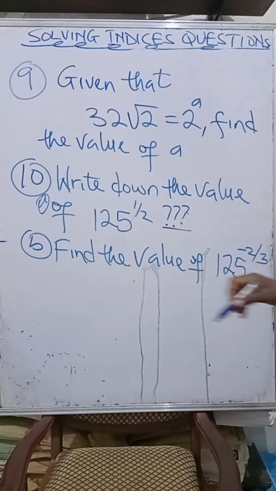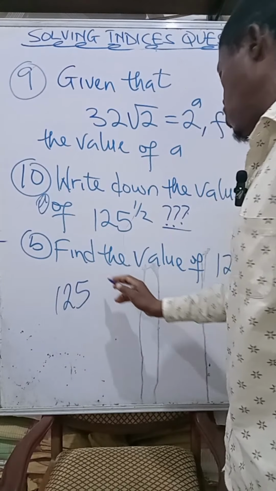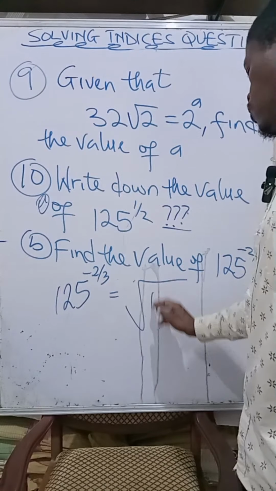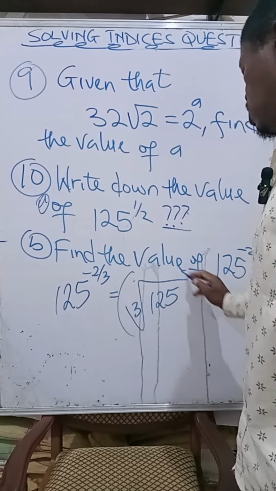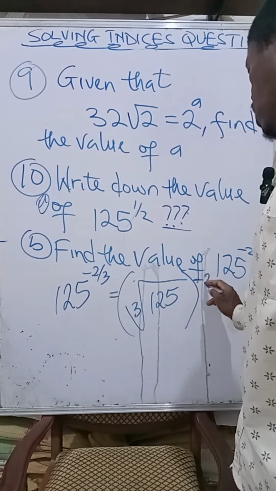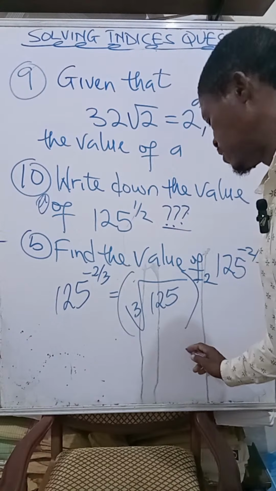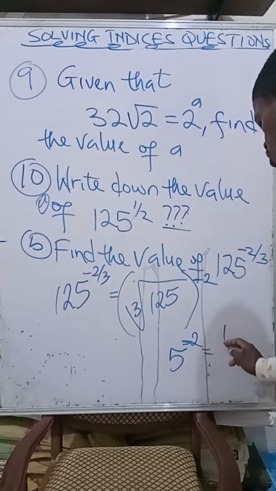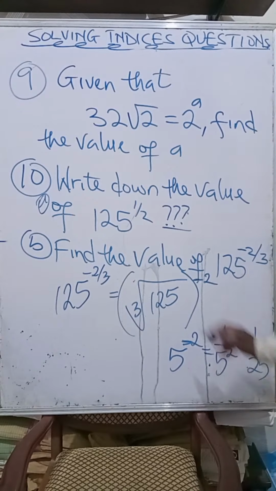For the 10B, it's going to be 125 to the power minus 2 over 3. That's our question. So this will be equal to the cube root of 125. The denominator will be inside the roots. Then the numerator will be the power, we enclose everything. Cube root of 125 is 5 to the power minus 2. This minus is what? 1 over 5 to the power 2. That's 1 over 25. Okay, do this one, 10A, put the answer in the comment section.